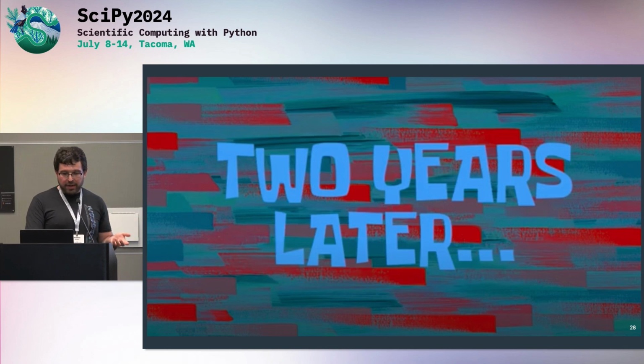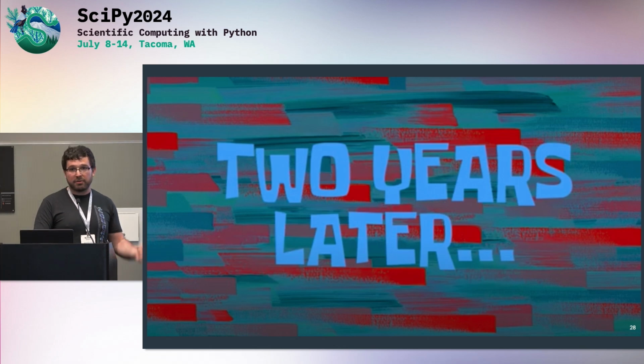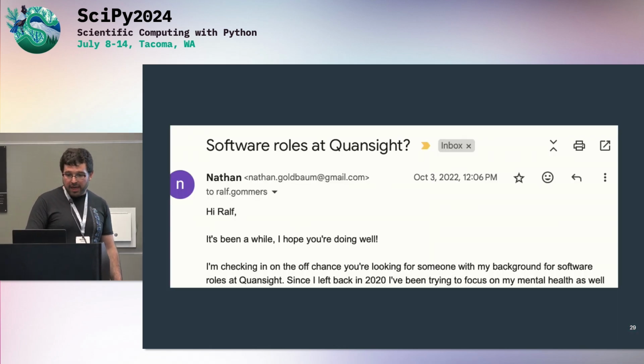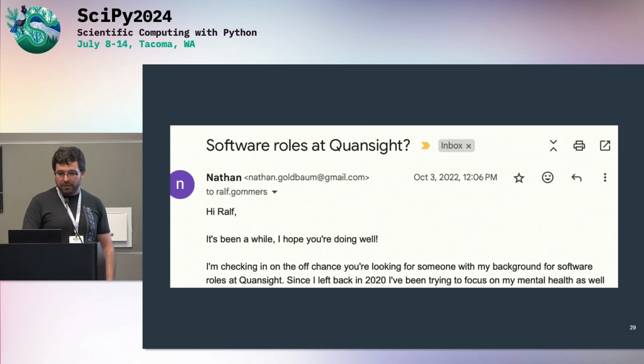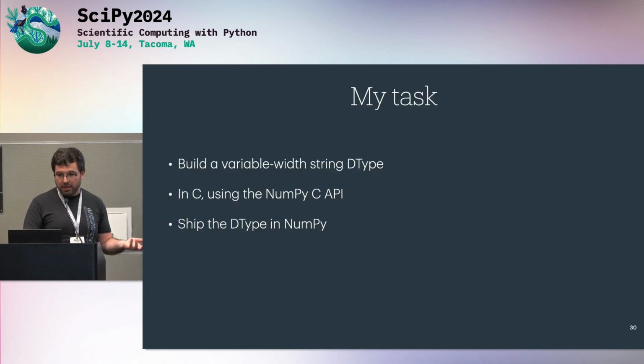Two years later, after I initially left Quansight at the beginning of the pandemic because I was completely burnt out, I was looking for a job again, and I reached out to my manager, Ralf Gommers, and said, well, off chance, maybe you're looking for someone to do some software jobs? And it turned out that they had this NASA grant. They needed somebody to implement a variable width string dtype in NumPy. They needed to be a US citizen because they're getting paid out of this NASA grant, so there I was. So we needed to build a variable width string dtype in C using the NumPy C API, and then ship it in NumPy.